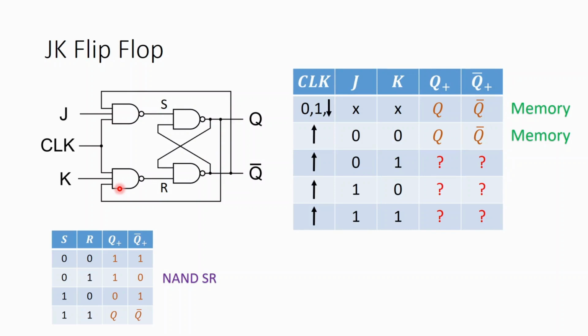Let us see here. Since we are dealing with positive edge trigger, obviously when other conditions are there, it is the memory state. When we have positive edge trigger but J and K are 0, J and K 0 means S and R would be 1 1, and that is the memory state. That is fine. But what about the configurations 0 1, 1 0 and 1 1? So we have to investigate that.